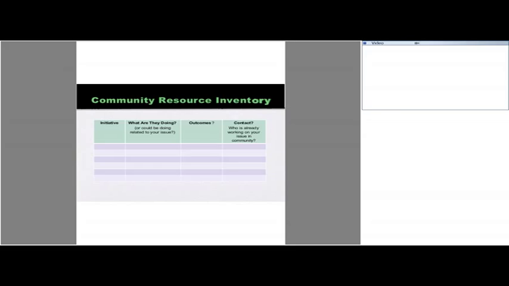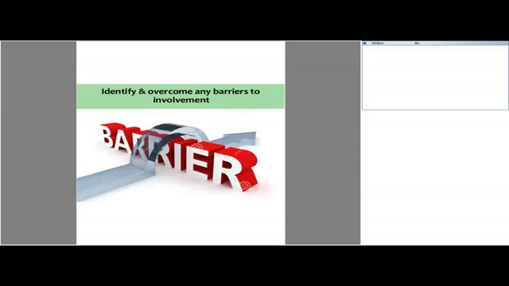Next, you want to overcome and really identify any barriers that might be in the way of people being involved in the coalition. So what might stand in the way of them joining you? Is there a sense of competition? Is there a sense that your organization isn't responsive to the population they're serving? What things might keep you from working together well? Next, please.